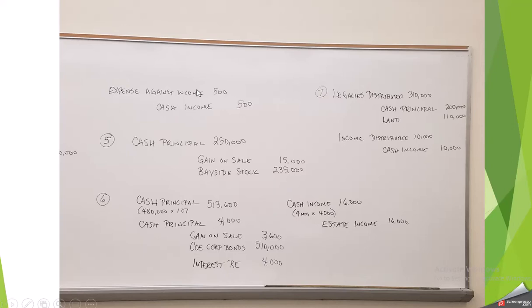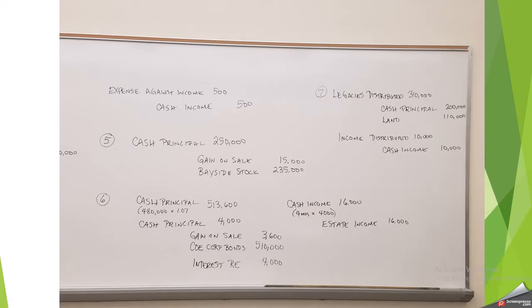In that one, this $500 tells us that there were legal fees, that $500 of those related to income on the estate. So if it relates to income which happens on the estate after the date of death, it's an expense against income, and then it doesn't come out of the cash principal, it comes out of the cash income. So we'll kind of separate the cash as it's coming into the estate and call that cash income.